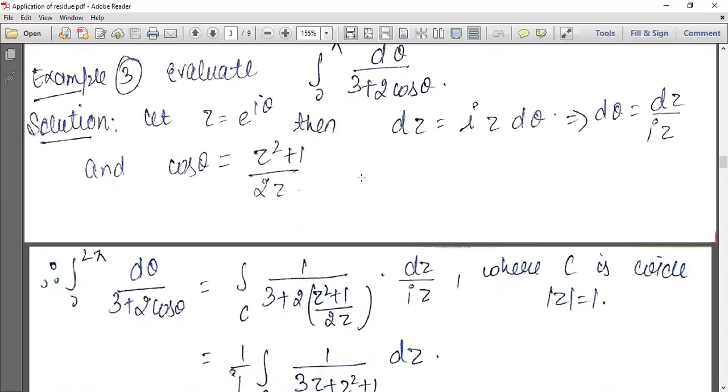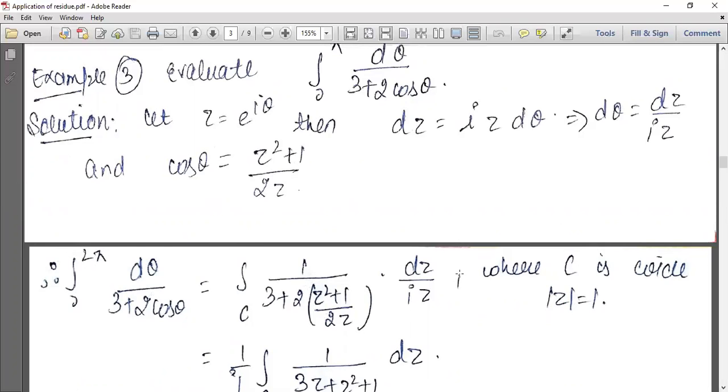So now my integral will become... just be cautious about the limits here. Here we have to evaluate 0 to pi, but instead of 0 to pi, my limits will be from 0 to 2 pi, d theta over 3 plus 2 cos theta, equal to this. If we write 0 to pi here, it will be wrong because my contour will be modulus z equal to 1. This is valid only when your limits are from 0 to 2 pi. So don't try 0 to pi here. It will be 0 to 2 pi only.